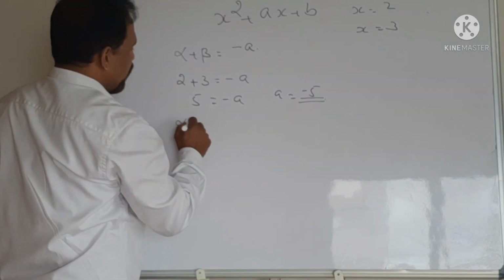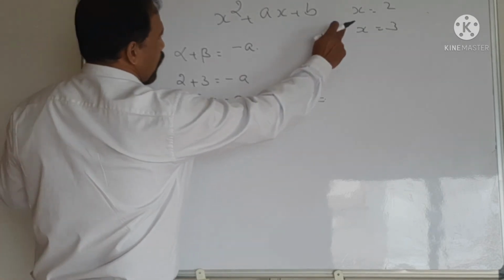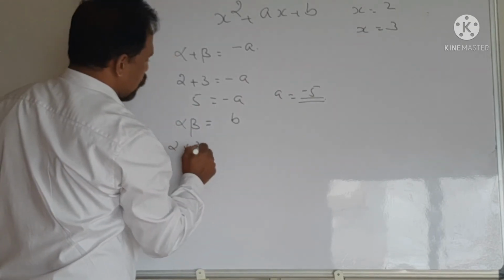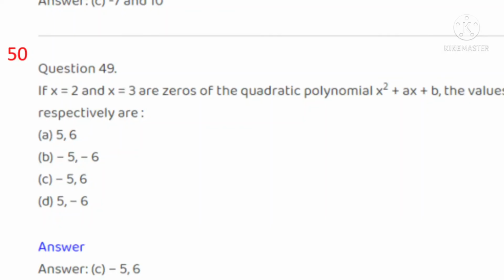What is alpha into beta? Product of the roots is c by a, here it is b. So alpha is 2, beta is 3, that is b is equal to 6. So we got the answer minus 5 and 6.